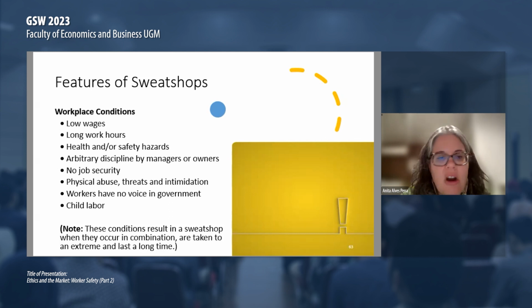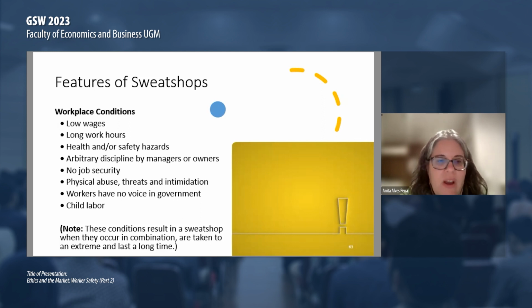And so there's all kinds of health and safety hazards that would be described within the workplace conditions. There may be more arbitrary discipline by managers or owners. That might be a characteristic as well, that there's some kind of breakdown in terms of consistency of management and consistency of the leadership. We might describe workplace conditions as including no or very limited job security, maybe physical abuse, threats, and intimidation, so different types of mental abuse as well. And then workers not having a voice in the governance of their position as well.